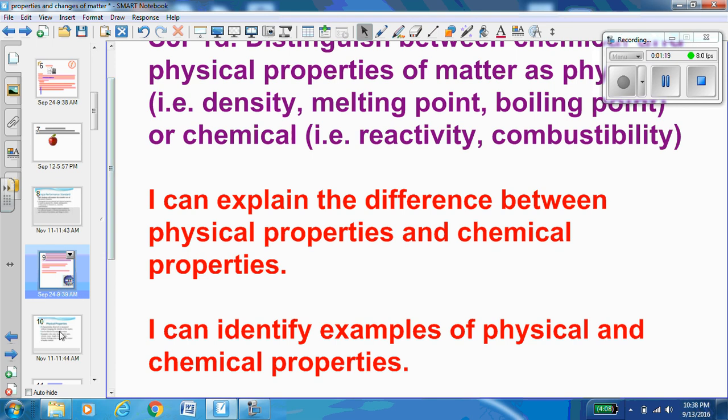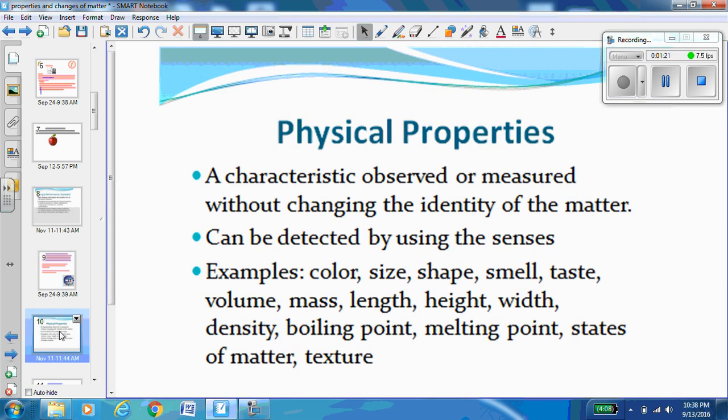Let's first take a look at physical properties. A physical property is a characteristic that can be observed or measured without changing the identity of matter. These are properties that you can observe or measure, and you don't have to change anything about the matter. For example, when we looked at the picture of the apple on the previous slide, we knew just by looking at it that it had the color red and that it was round. If you were to taste the apple, you could determine whether it's sweet or not. So these are characteristics that you can observe or measure without changing the identity.